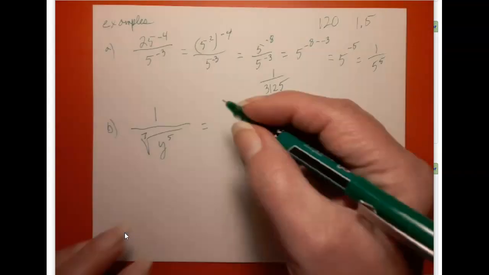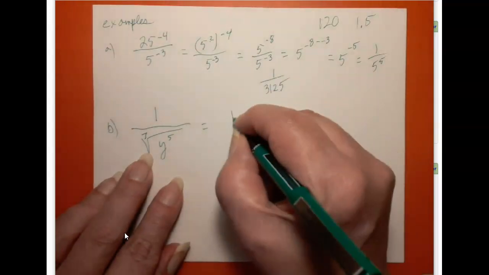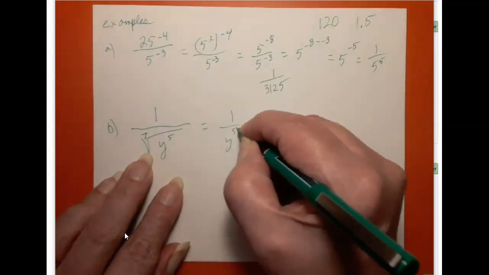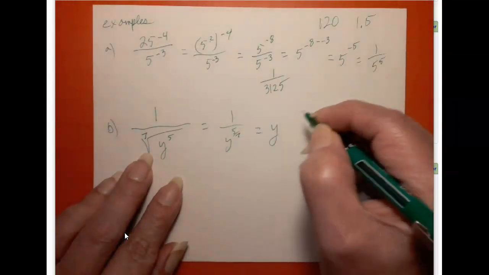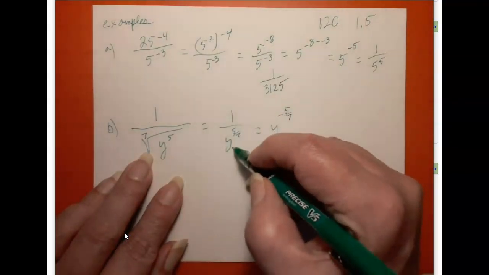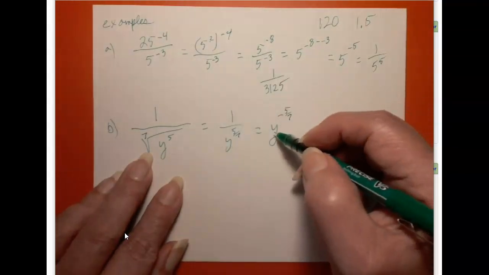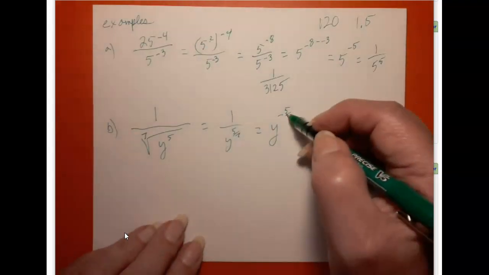So here, if I have 1 over the 7th root of y to the 5th, that gives me 1 over y to the 5/7, which would be a good answer. This is also the same as writing y to the -5/7. 1 over a number to a power is the same as the number to a negative of the same power. So all you're doing is changing the sign.